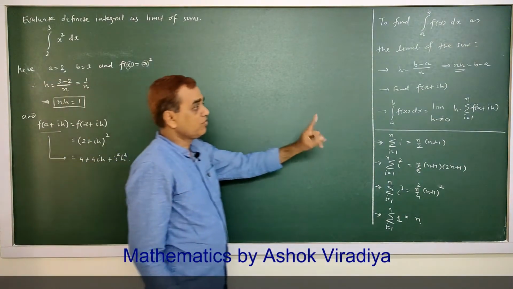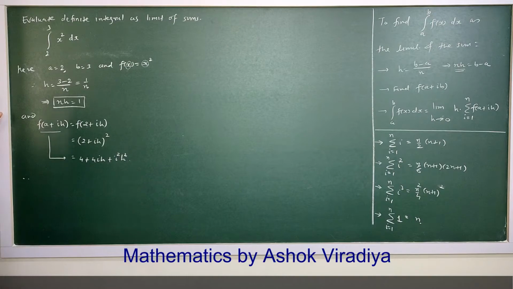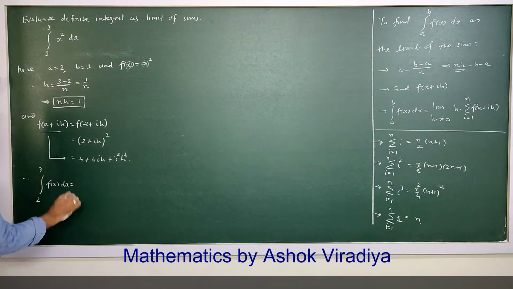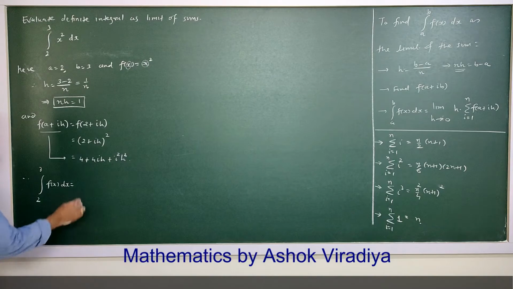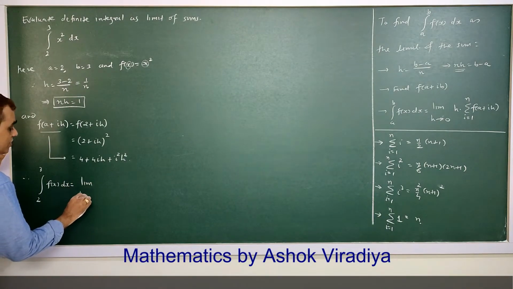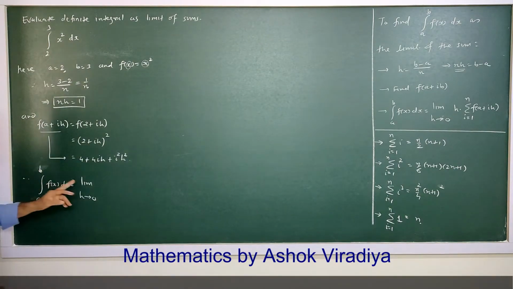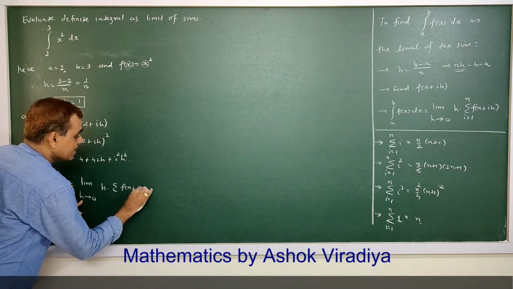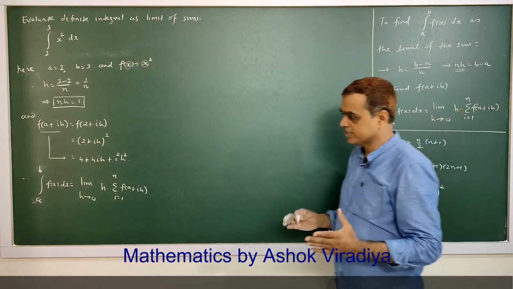So that is found. Now the formula. Therefore, the integral from a to b of f(x) dx, here from 2 to 3 of f(x) dx, is equal to the limit as h tends to 0 of h times the sum of f(a + ih), with i from 1 to n. This is the formula. Now we put the values in the formula.